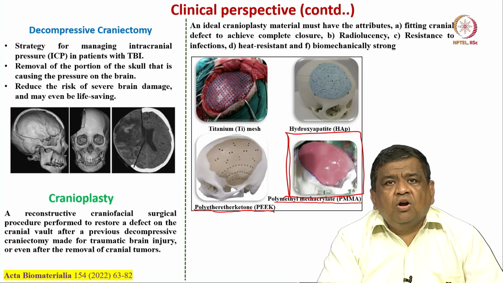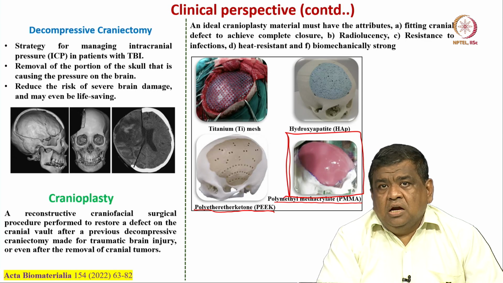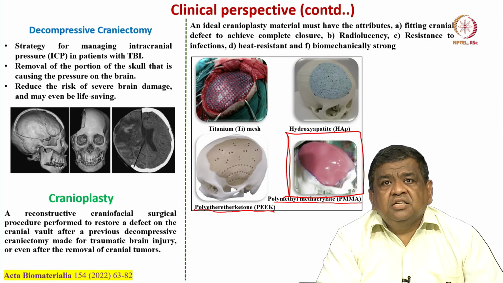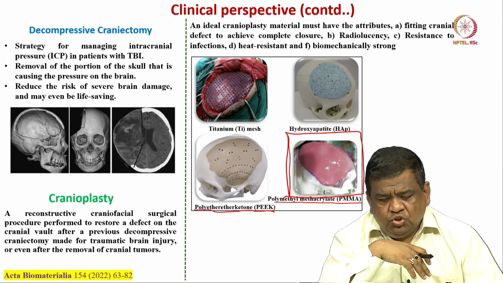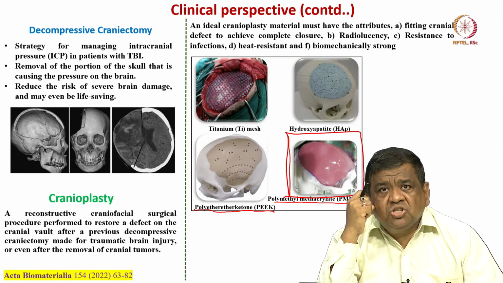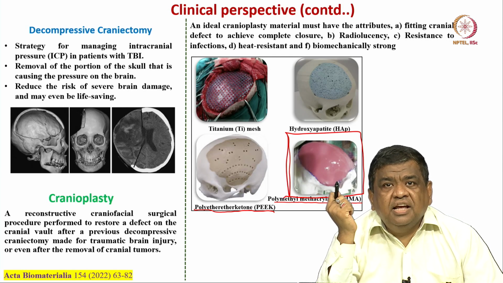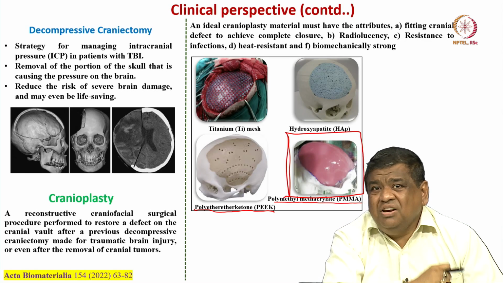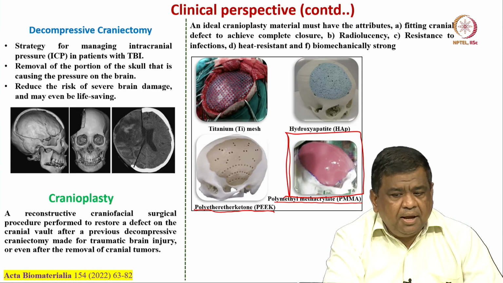I will put a square box around polymethyl methacrylate because clinically it is time tested for many decades, and if you look at the clinical evidence of the safety and efficacy of polymethyl methacrylate, that comes at the top level. So, this is the material which has been used time and again. Titanium mesh, hydroxyapatite or polyether ether ketone are also used, but much less in numbers. The clinical evidence for these materials is relatively new and not to the extent that we have for PMMA.